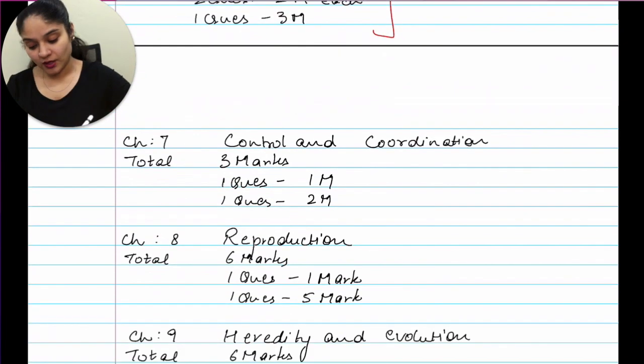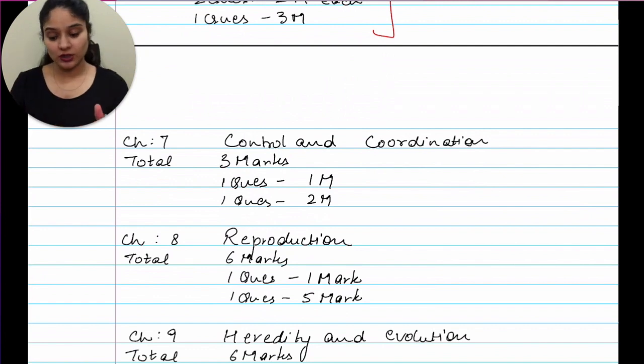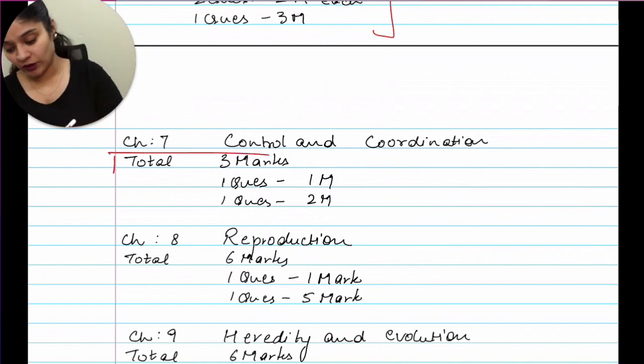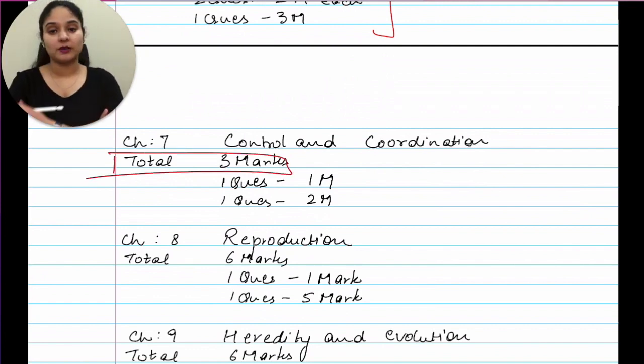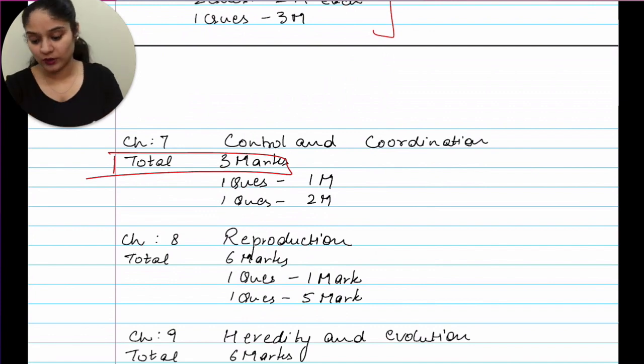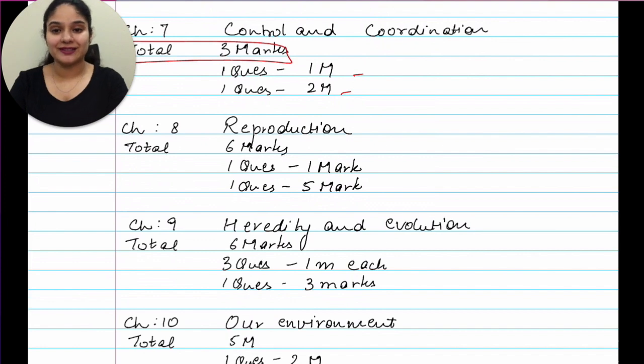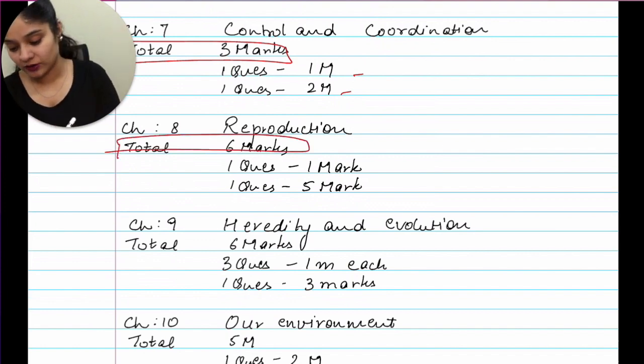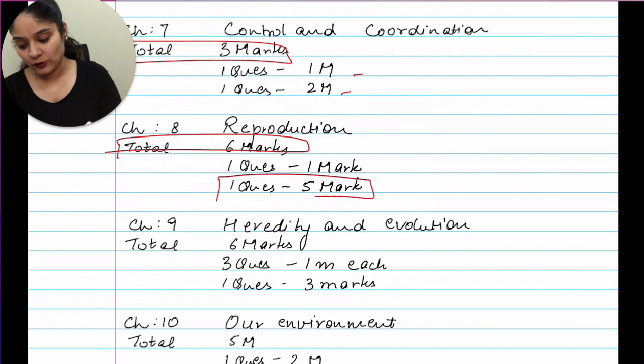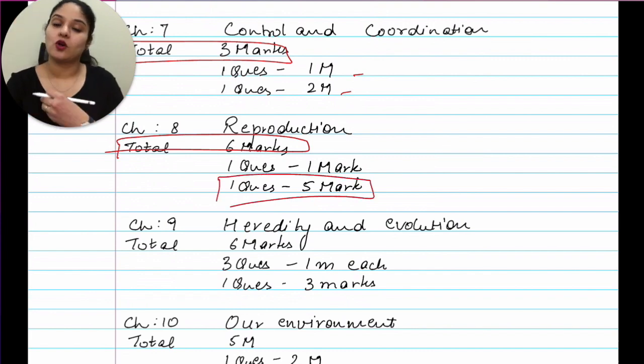Moving on, we have control and coordination. We are expecting a total of 3 marks from this chapter, 1 question of 1 mark and 1 question of 2 marks. Then chapter 8 is reproduction. We are expecting about 6 marks from this, and of course one 5-mark question, which is always there.